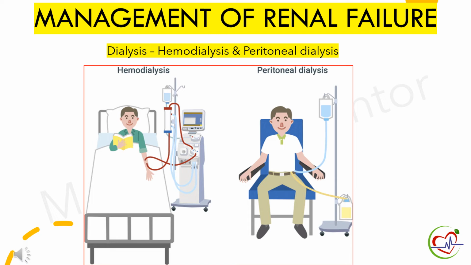Next, management of renal failure is dialysis. There are mainly two types of dialysis, and they are hemodialysis and peritoneal dialysis. Dialysis is the process of removing excess water, solutes and toxins from blood in people whose kidneys can no longer perform these functions naturally. In hemodialysis, blood is pumped out of the body to an artificial kidney machine and returned to the body by tubes after filtration.